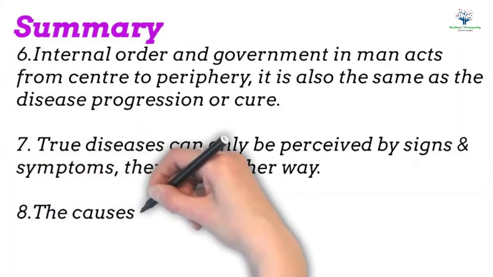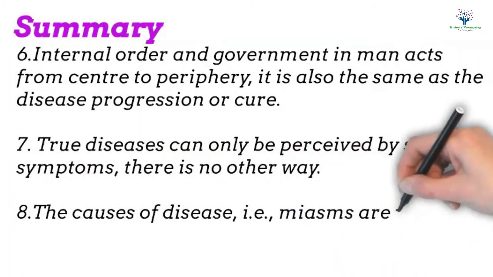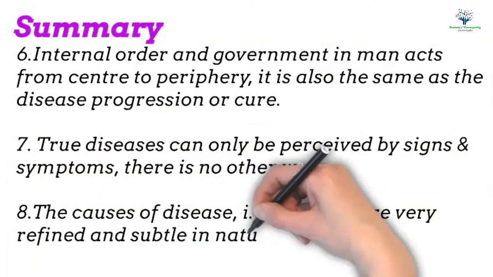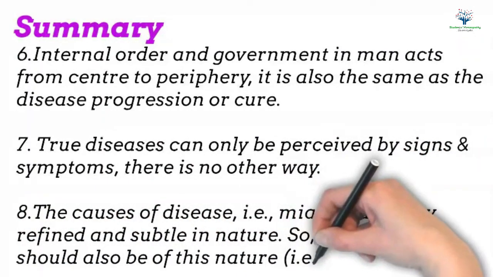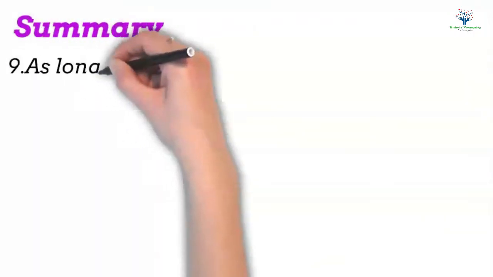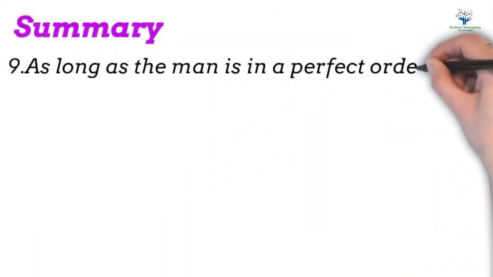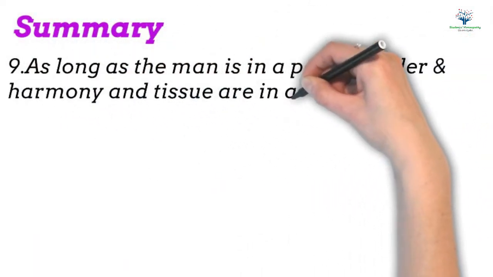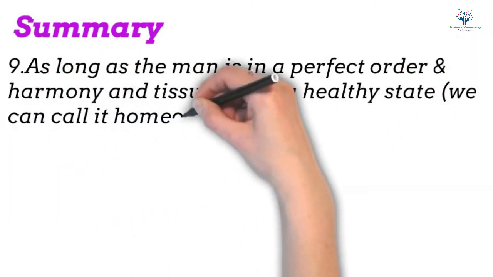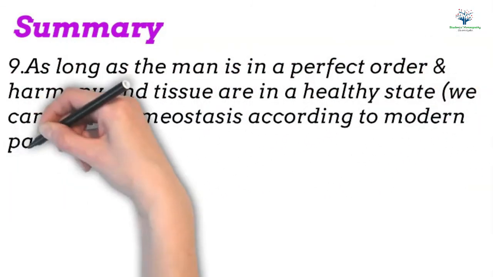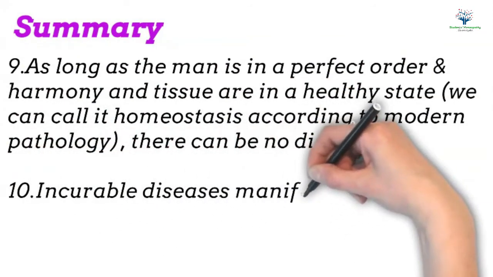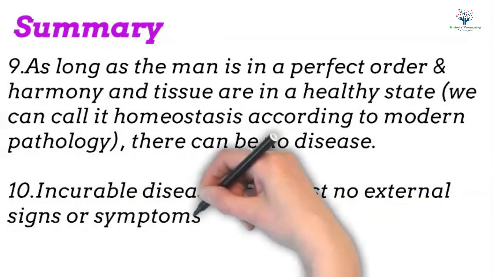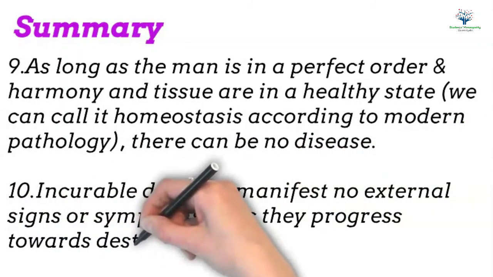The causes of disease, that is miasms, are very refined and subtle in nature, so the medicine should also be of this nature, that is potentized. As long as the man is in a perfect order and harmony and tissue are in a healthy state, we can call it homeostasis according to modern pathology. There can be no disease. Incurable diseases manifest no external signs or symptoms, thus they progress towards destruction.